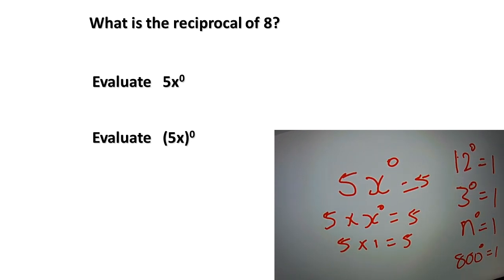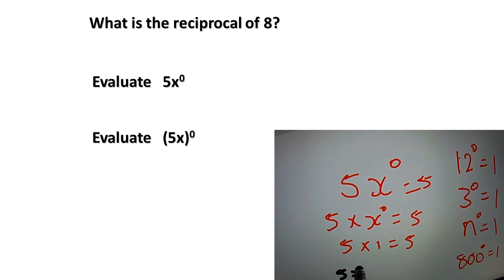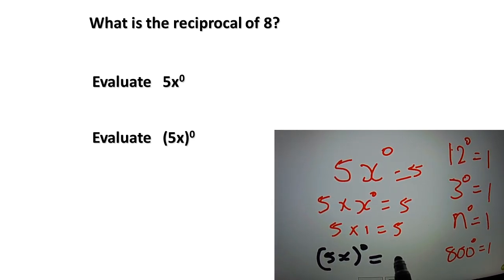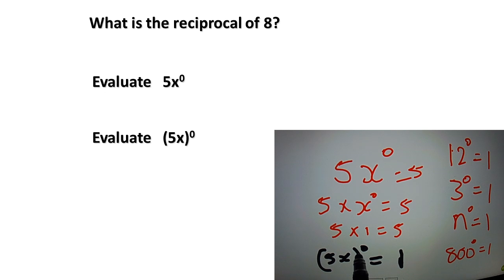Now, the bracket tells you that we are dealing with everything inside the bracket. So if I write 5 to the power x in brackets, to the power 0, that all equals 1. So 5 to the power x in brackets raised to the power 0 equals 1.